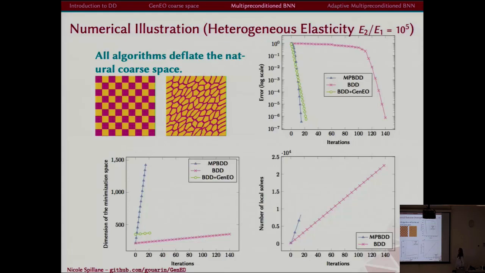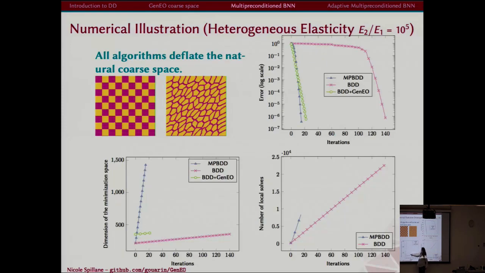And now what's new here is that I solve also with the multi-preconditioned algorithm, and I get very fast convergence also. Okay, so this is reassuring in the sense that the algorithm is leading to a fast convergence in terms of the iteration counts. Now, the reason that we are converging in very few iterations can be understood here, where I plot the size of the minimization space with respect to the iteration count. So with BDD, I start at the number of rigid body modes, and then I add one vector per iteration.